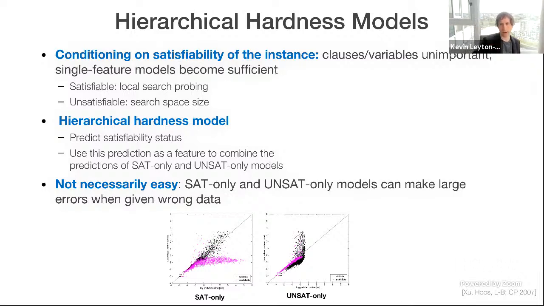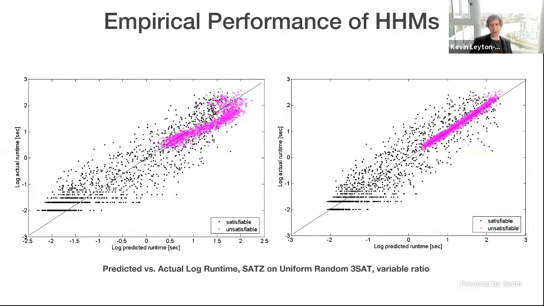Nevertheless, we showed in joint work with Ling Xu and Holger Hoos back at CP in 2007 that we could do much better with this kind of approach. So here's the same graph I showed you before on the left, and then a graph on the same data using this hierarchical hardness model approach. And you see that we really managed to reduce the variance substantially, especially visible on the unsatisfiable instances.